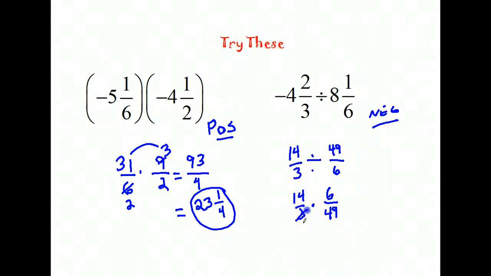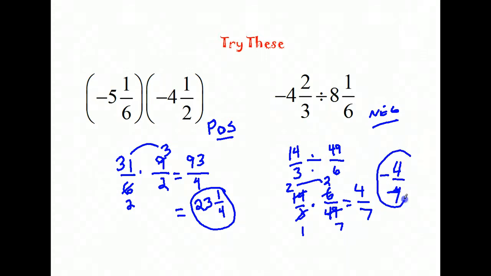Well, yes. 3 goes into 3 once. 3 goes into 6 twice. Well, look here. 7 goes into 14 twice. 7 goes into 49 7 times. 2 times 2, 4 for the numerator. 1 times 7, 7 for the denominator. Our answer is negative, so I'm going to rewrite that over here. Negative 4/7. Circle that, and that's our answer.